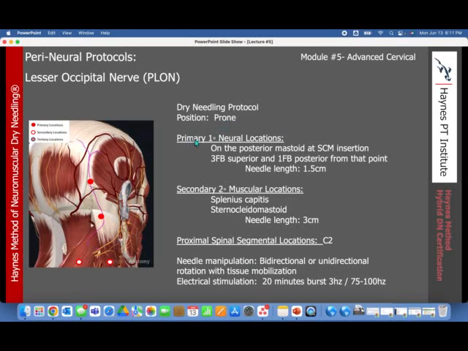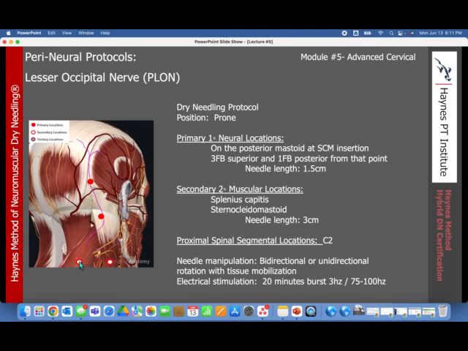So here our primary neural locations would be on the posterior mastoid, and would be indicated right here, at the SCM insertion, and then 3 finger breadths superior, 1 finger breadth posterior from that point, and those are going to be about 1.5 centimeters needle length. Our secondary muscular locations are going to be splenius capitis and the sternocleidomastoid. Their needle length will be 3 centimeters.